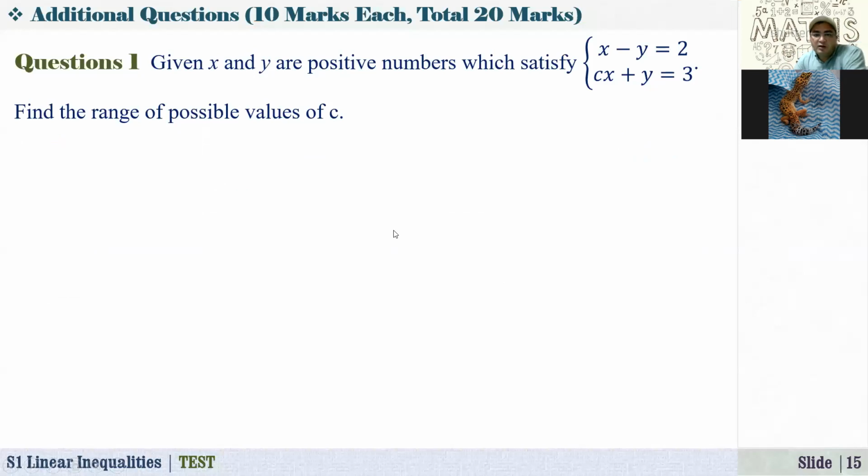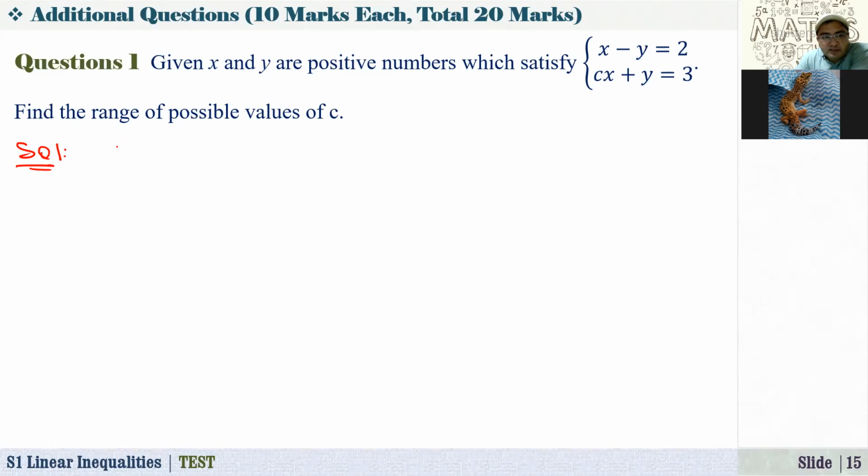Given that x and y are positive numbers, which satisfy x minus y equals 2 and cx plus y equals 3. Find the range of possible values of c. Okay, so all right, what are we going to do here? Again, I'll try to transform the system into a single inequality in one variable, and using its solution, we can get other relations, I mean, other possible values of c or y or x, whatever it is.